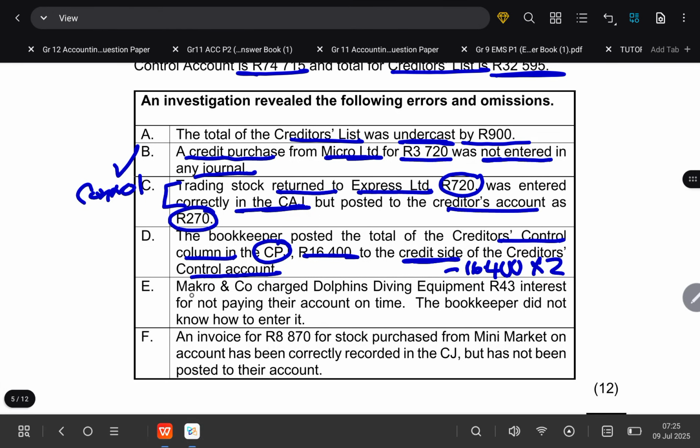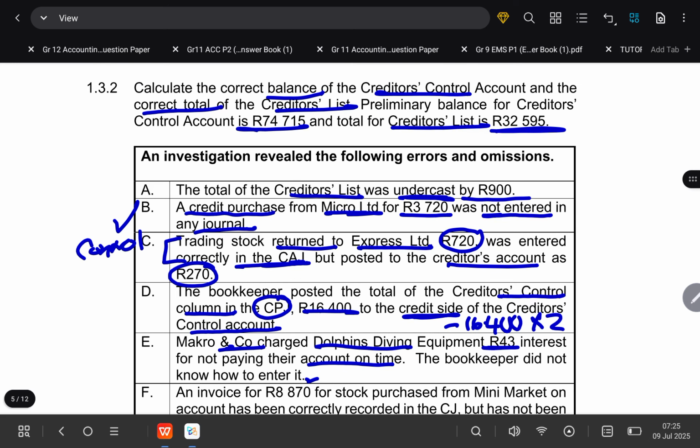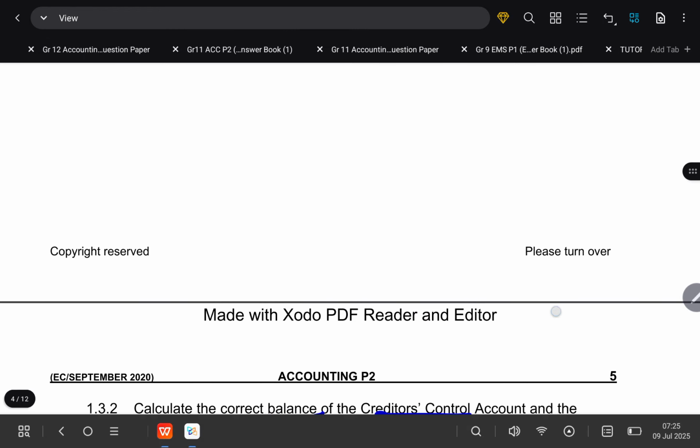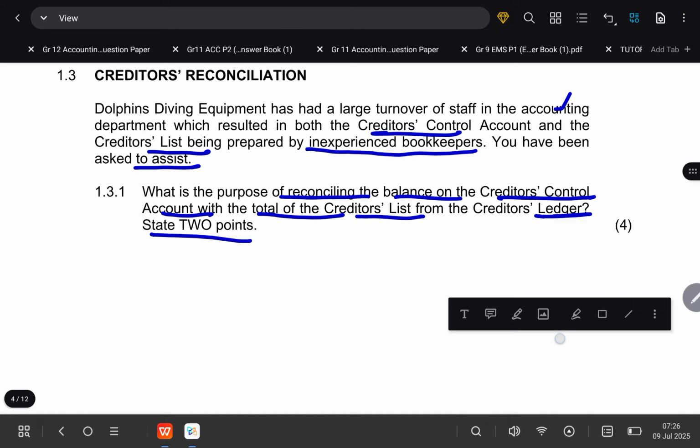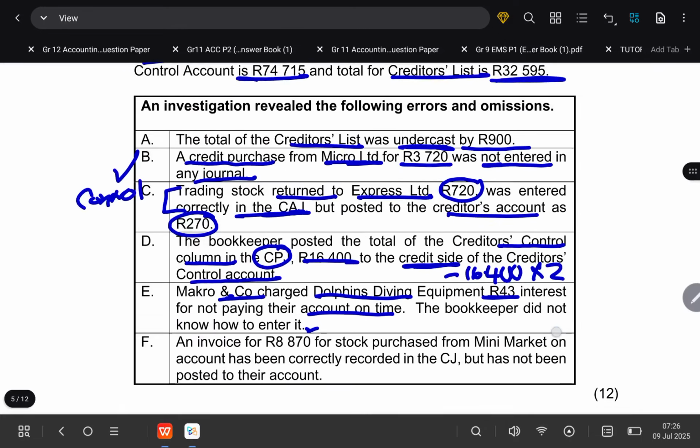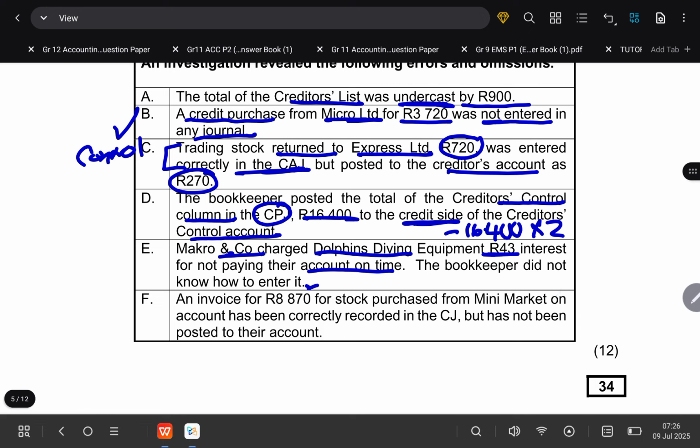Next, they are saying that Macro and Co charged Dolphin Driving Equipment 43 rand interest for not paying their account on time. The bookkeeper did not know how to enter it. Remember, the bookkeeper prepares both the list and the control account. So here, for us as a business, we must figure out our name. So our name is Dolphin Driving Equipment, right? So we need to check what did the bookkeeper do. So here they said we were charged interest by Macro for not paying our account on time.